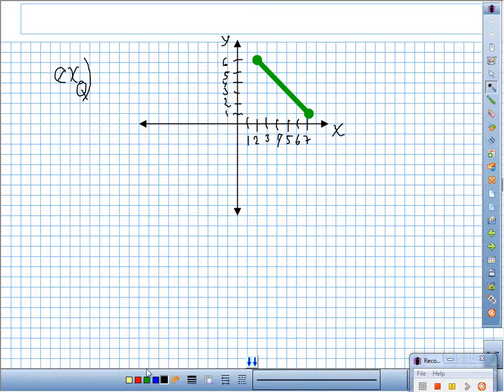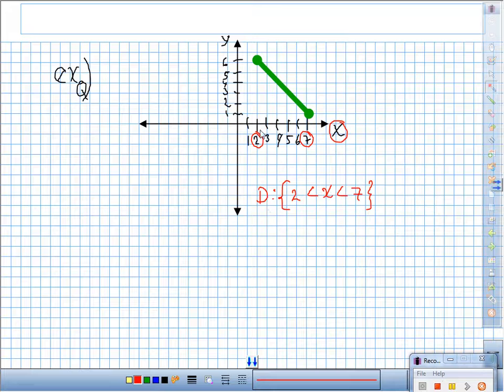I'm going to write my domain first. Domain. I see that it starts at 2 and it ends at 7. So I write 2, 7. And what variable are we looking at? X for the domain. And what did I say that never changes? The arrows. Those never change.